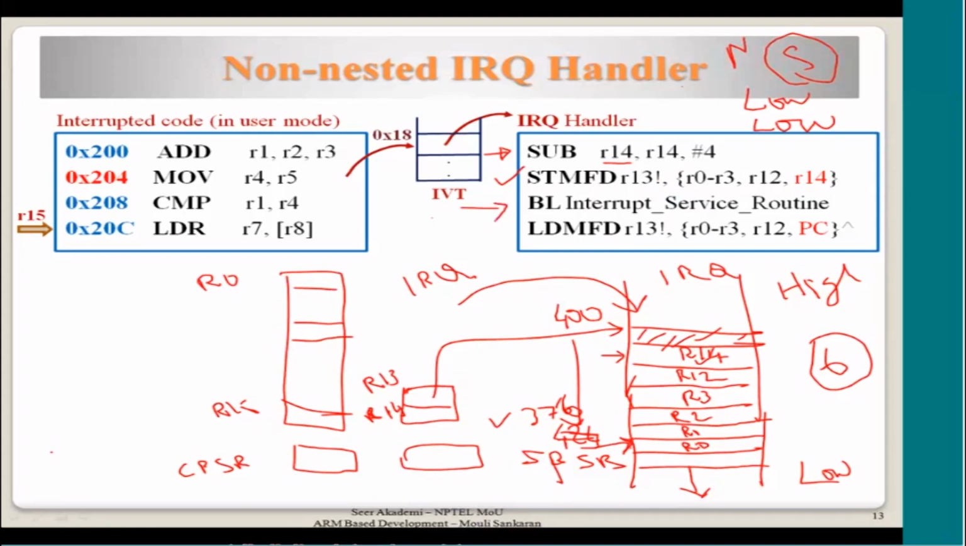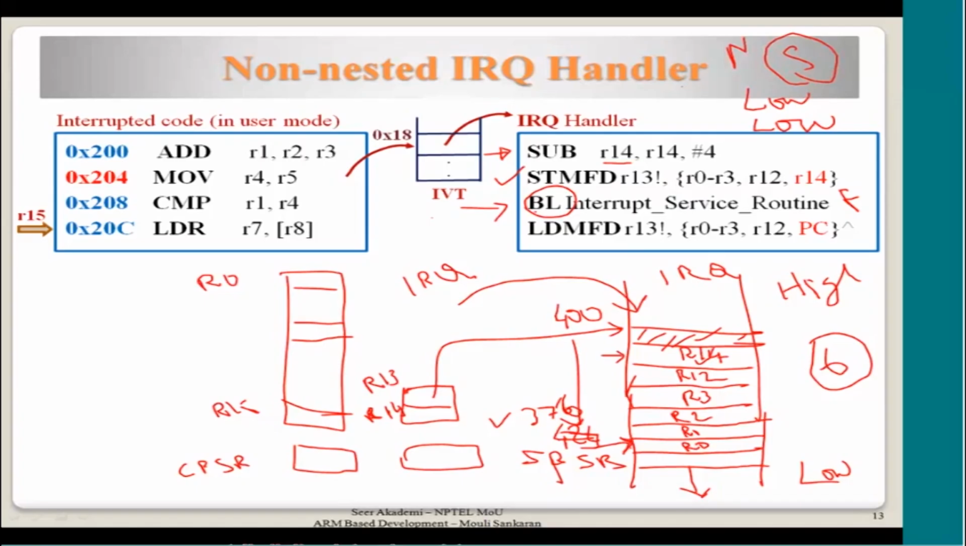What is happening? It's the actual service routine. You can call it a first level or second level, whatever you call, no problem. But actual processing of that interrupt is done here. It is another function call. So you remember BL, what does it do? It's a branch with link register, right?